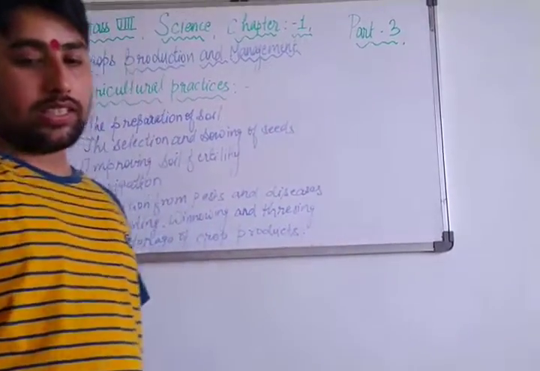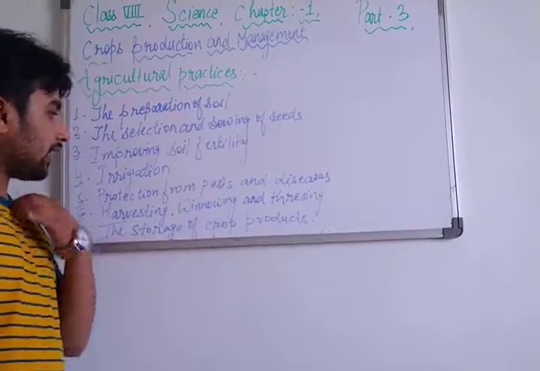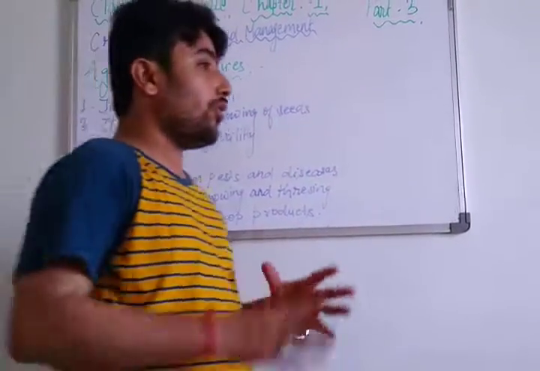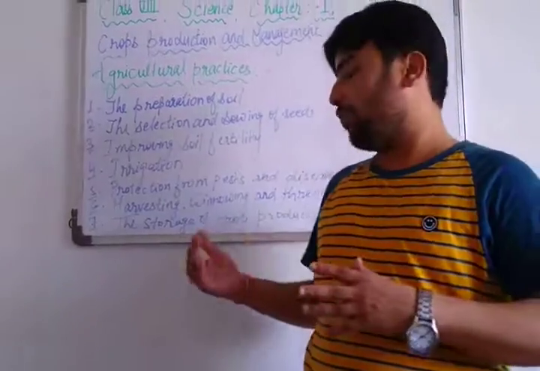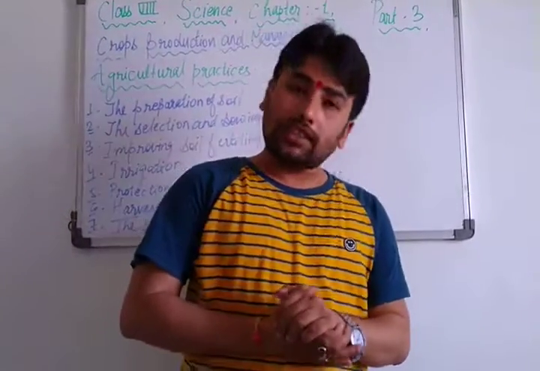Now, we have seen the cold storage and storage of crop production. This was the third part of chapter 1.